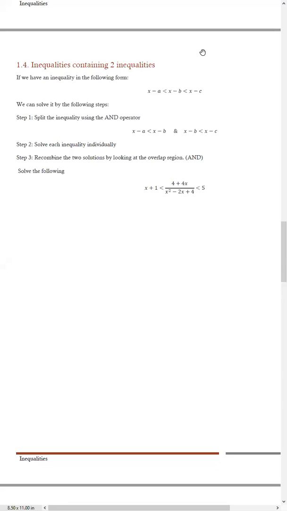Okay, so we will continue with 1.4, which is the inequalities containing two inequalities. The title is a bit funny, but it's actually an actual scenario that we can see. All right, let me just bring up my pen. So if, let's say, I have an inequality in this form, how do I solve it?